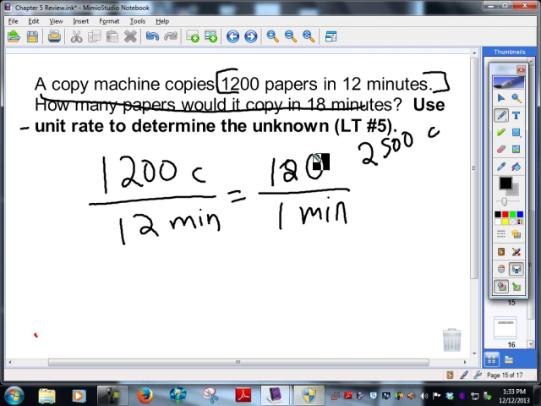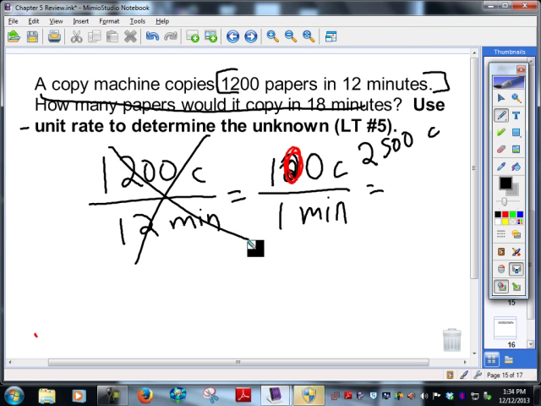Yeah, 100. That's 100 copies. It's a 0. Okay? Now I know that 100 copies in 1 minute. Now it's easy, because I know that, see, there's my first proportion, right? I'm done with this one now. This one's gone. Now I'm going to make another proportion.